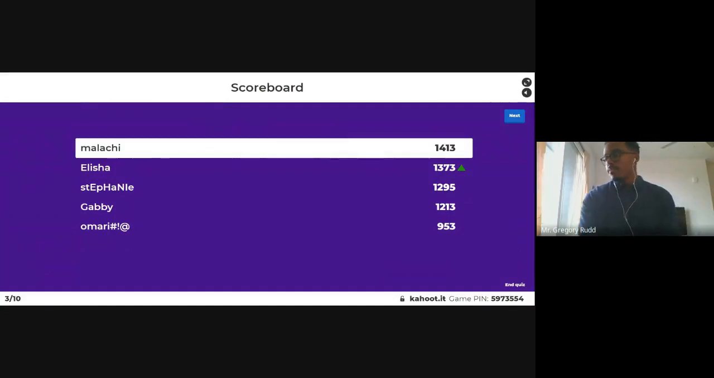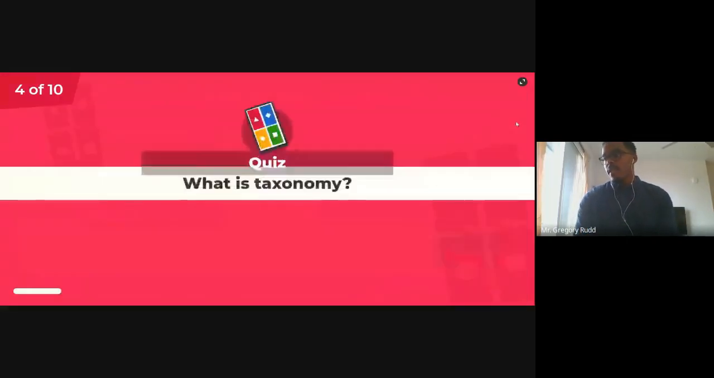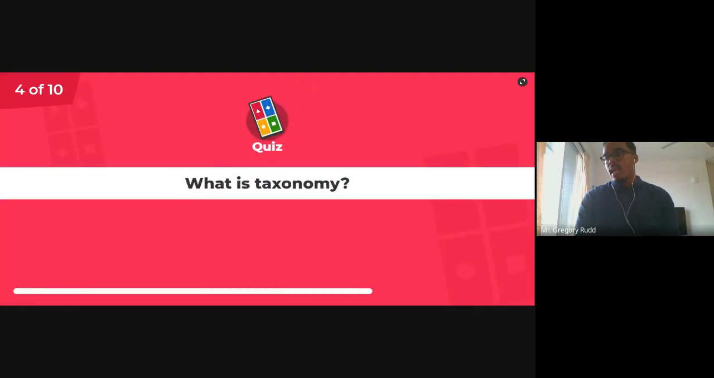Big jump from Alicia. Malachi still in the lead. What is taxonomy?